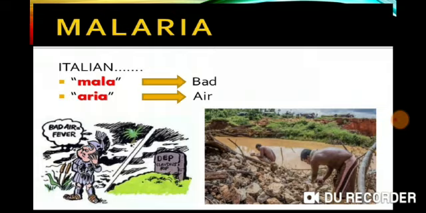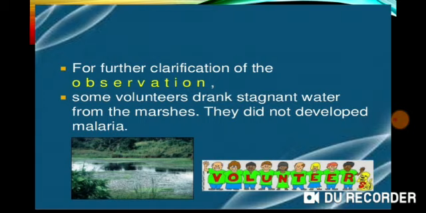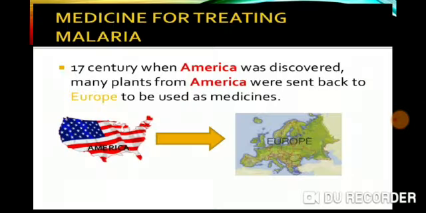So mala, area, bad air. Further observing whether it was a true concept or not, a few volunteers were allowed to sit in marshy areas, and not all of them developed malaria. That led to the observation that not all the people living near marshy areas develop malaria.